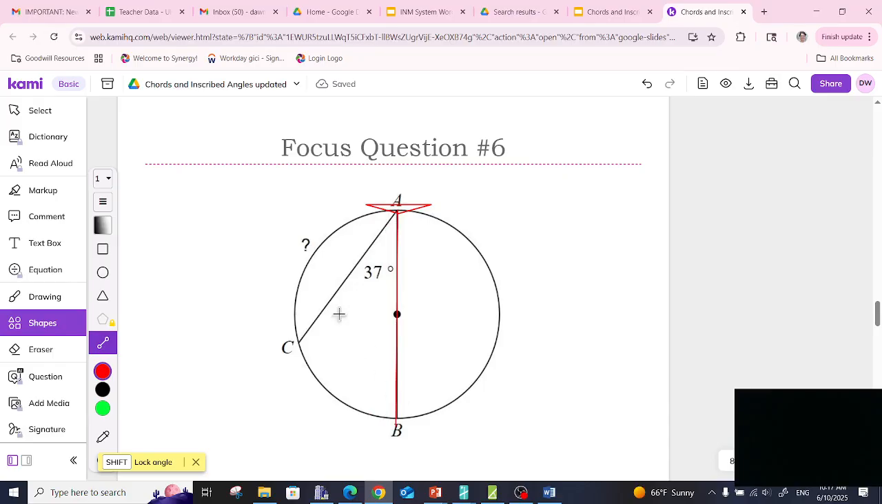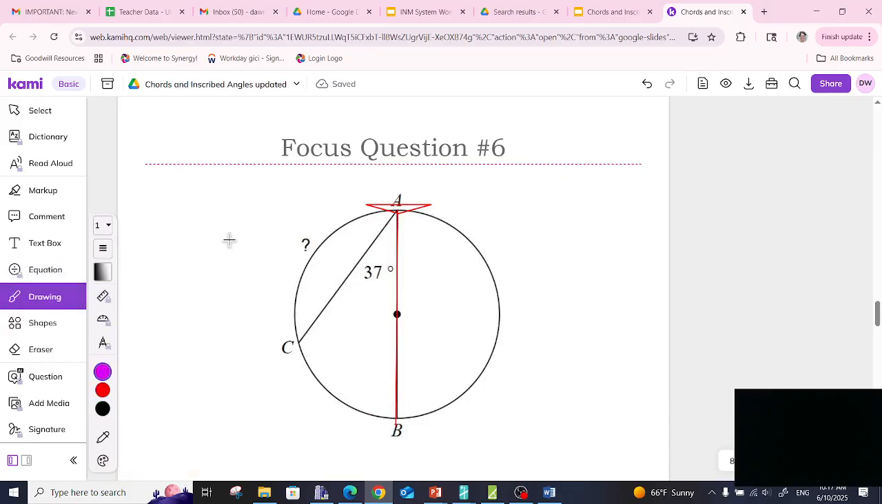So I have diameter AB. This side would be 180 degrees. This side would be 180 degrees. What is arc CB's measure? 74. So they wanted this missing arc over here.